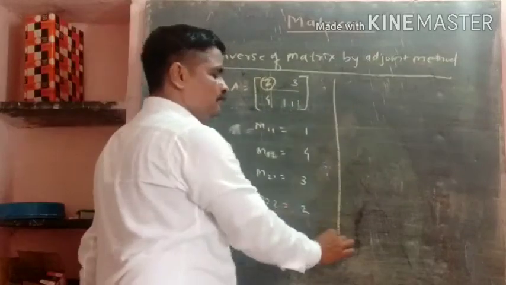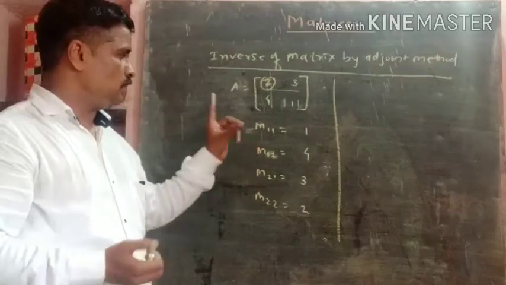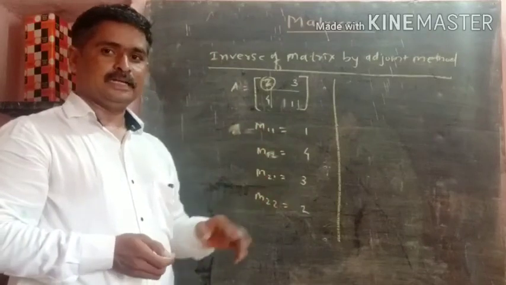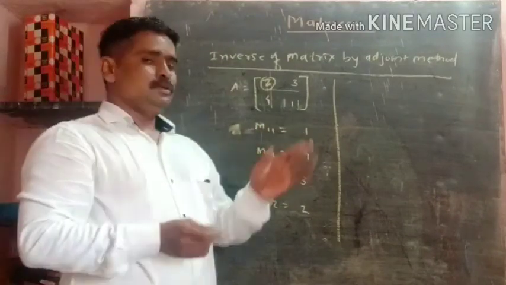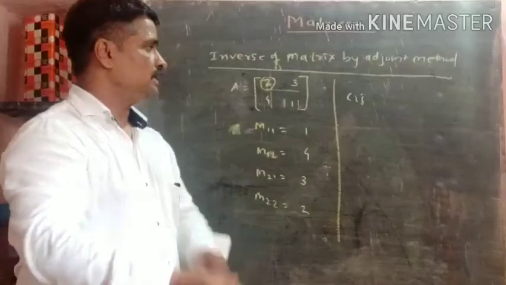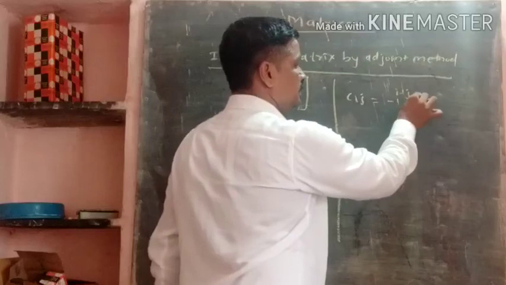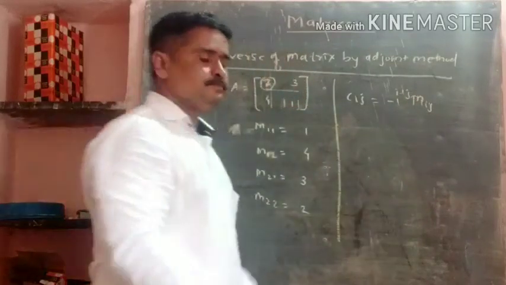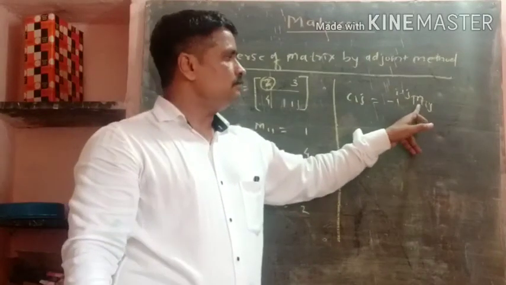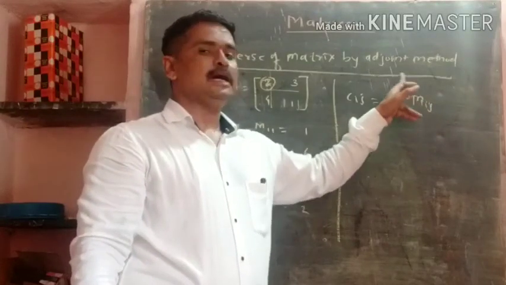Again, next we have to obtain the cofactor of each number. So I give you short tricks. What is the procedure to find out the cofactor from the minor? The definition of cofactor is C suffix ij equals minus 1 raised to i plus j into M suffix ij. So C suffix ij, the cofactor, is nothing but the minor M suffix ij of that number multiplied by minus 1 raised to i plus j.